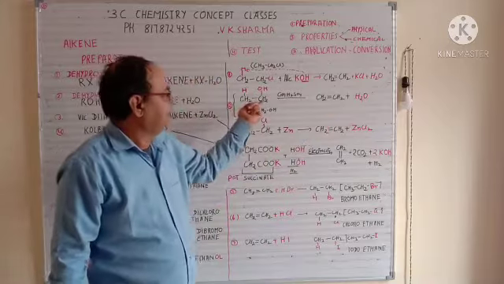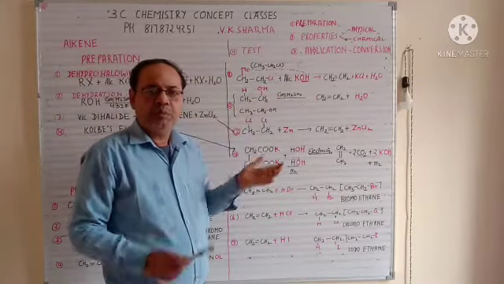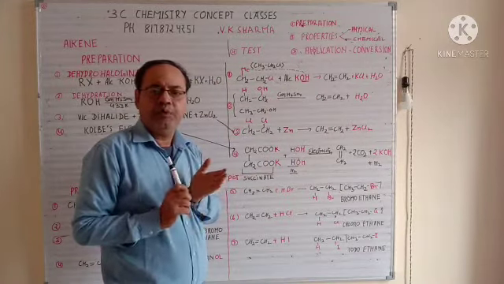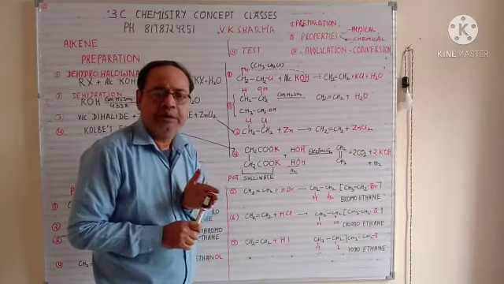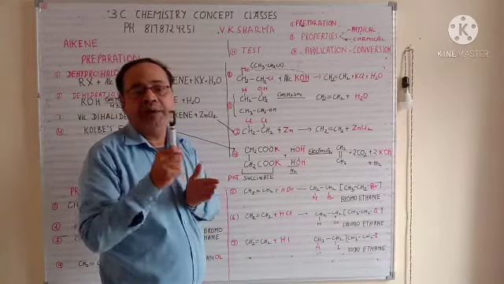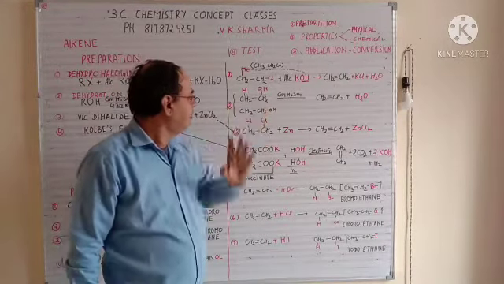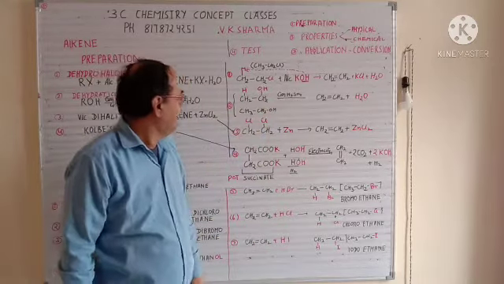You take ethyl alcohol, that will give you ethene. You take propyl alcohol, that will give you propene. You take butyl alcohol, that will give you butene. You take pentyl alcohol, that will give you pentene. So this is your preparation of alkene from alcohol.